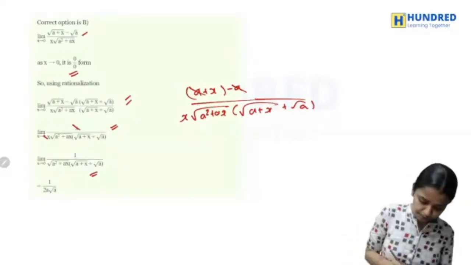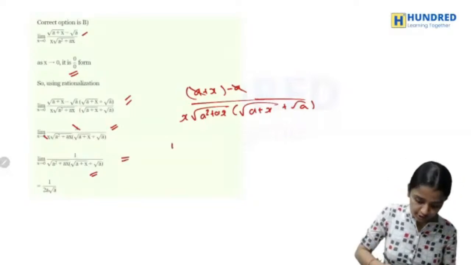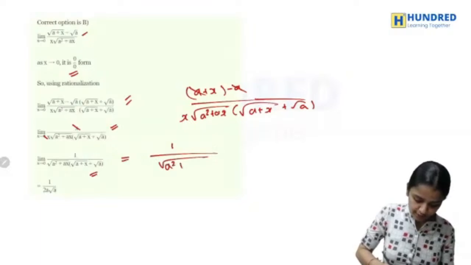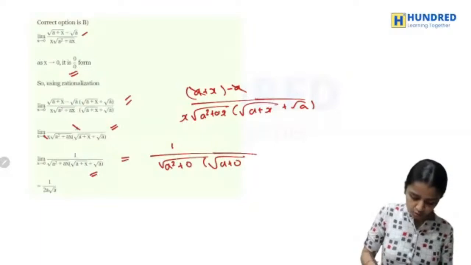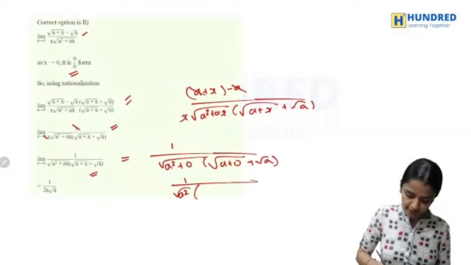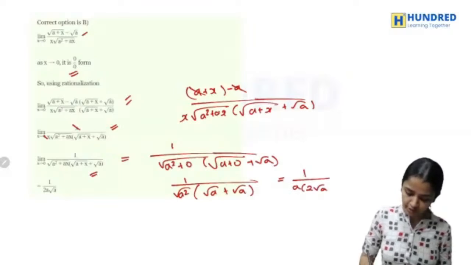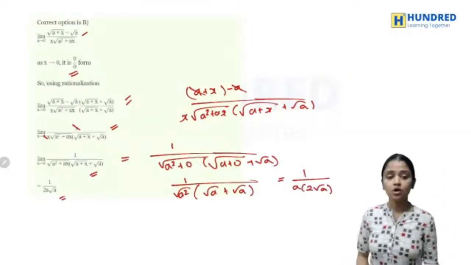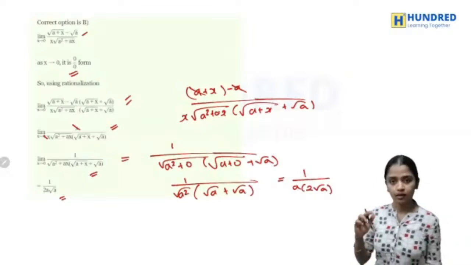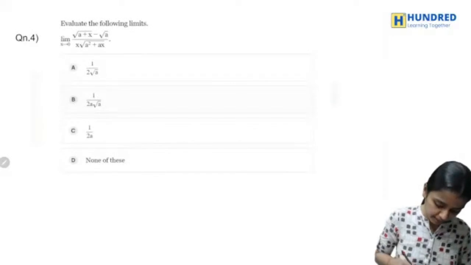Okay. And now I'm just directly substituting 0 for it. So it will be root of a square plus 0 into root of a plus 0 plus root a. So it becomes root of a square into root a plus root a. So it will become 1 by a into 2 root a. That's how it became 1 by 2a root a. Both are same. So your option is option B.